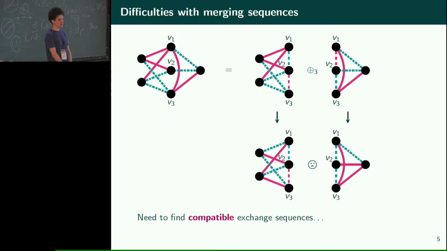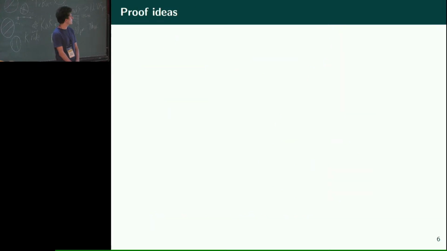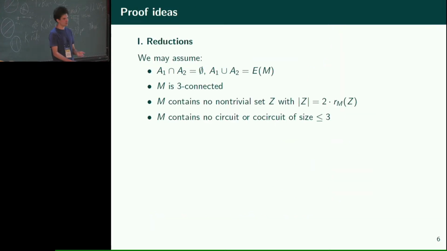So to prove it for regular matrices, we required some new ideas. The idea was that we don't have to solve the general case of the 3-sum that we couldn't manage. But first, we applied many reductions to the problem. We could solve direct sums and 2-sums by merging these exchange sequences, and we found further reductions. For example, if there is a set whose size is twice its rank, then by induction we can reduce the problem to a smaller one.